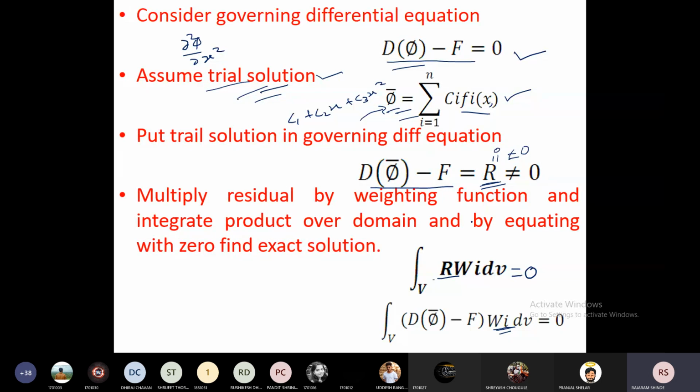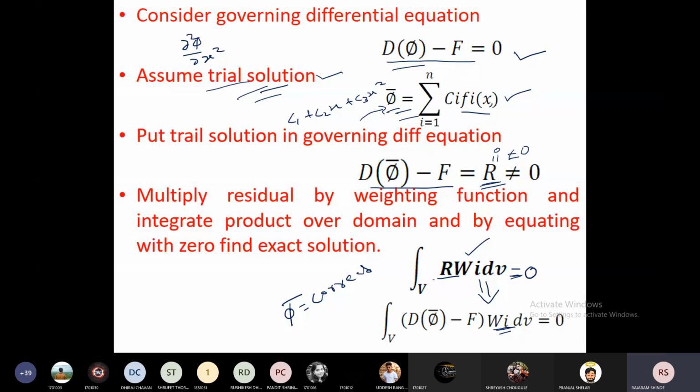For making the residual 0, we have to select the weighting function. Once the weighting functions are selected, the product of the residual and the weighting function is taken over the domain and equated with 0. When we equate this product with 0, we will get the value of phi, and that is your correct solution. Here I have told you only the steps. I will prove how it is correct.